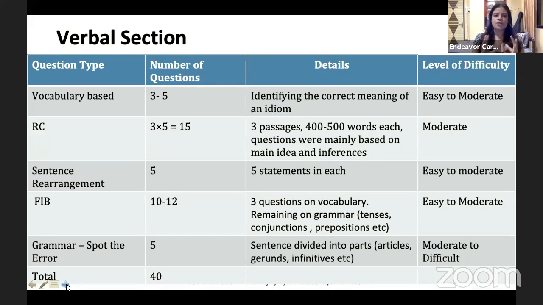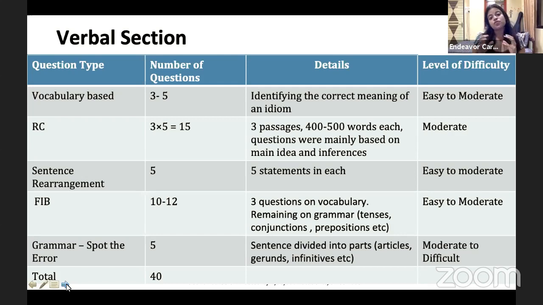So overall, if I were to talk about the verbal section, I wouldn't say that it was very difficult. Apart from 1 RC and the spot the error type of questions, most of the paper was easy to moderate, right? So you should be able to easily complete the paper within 30 minutes, right?